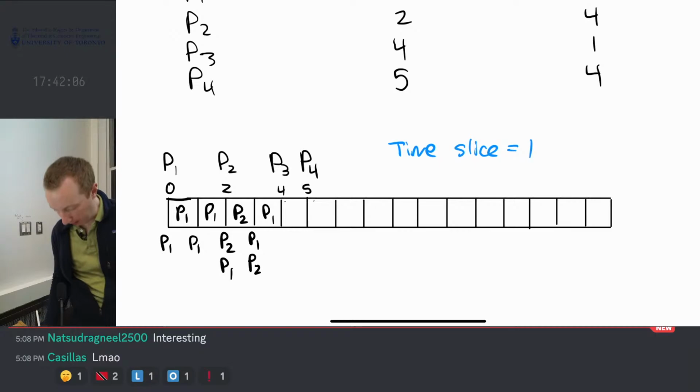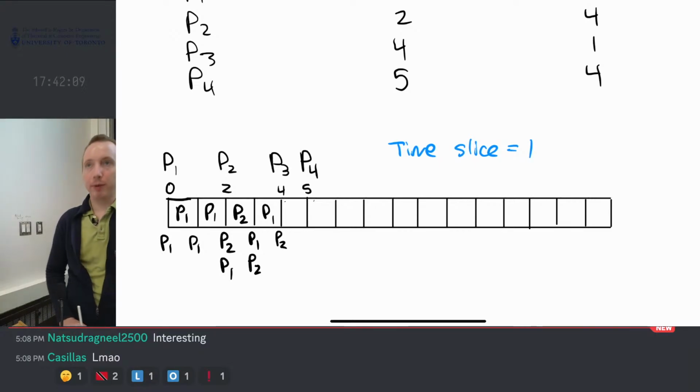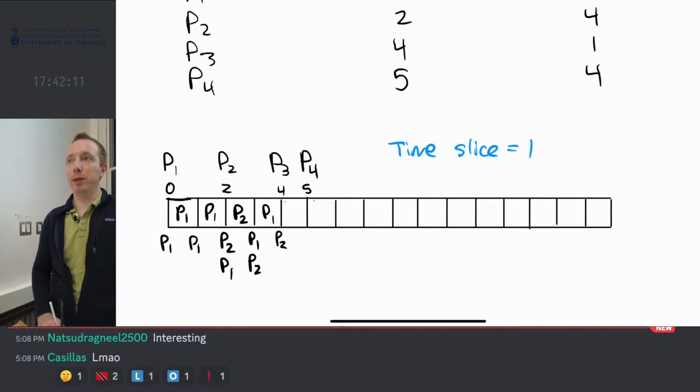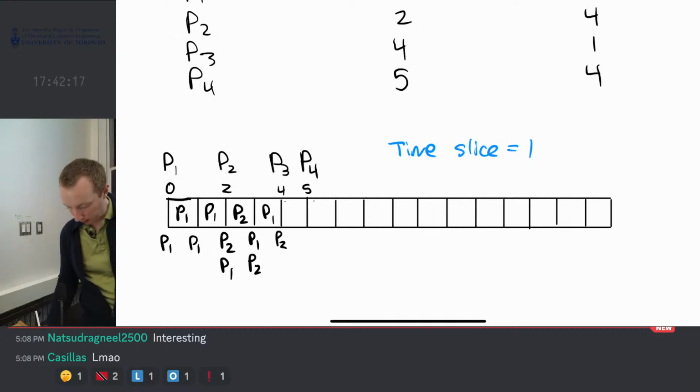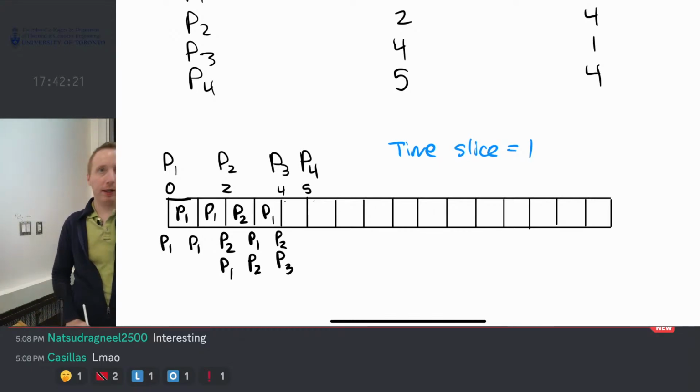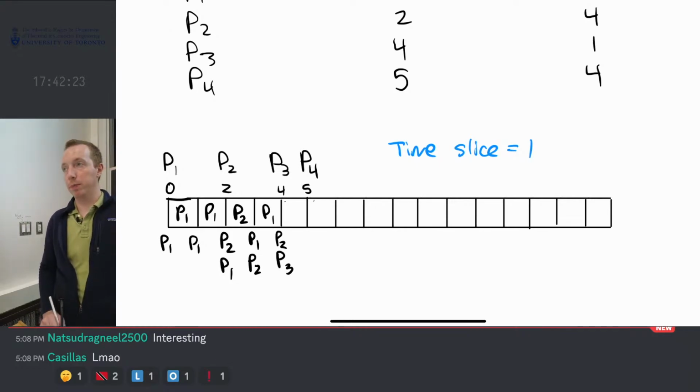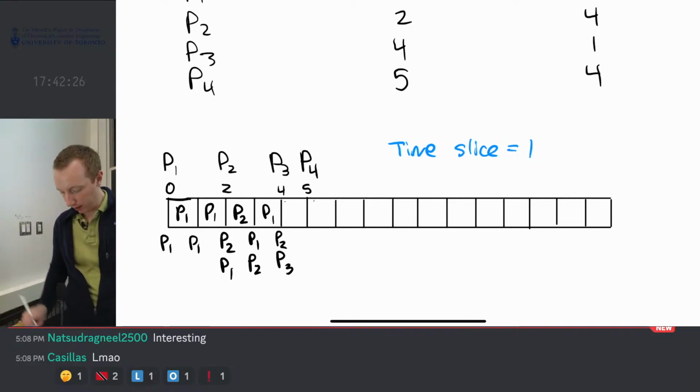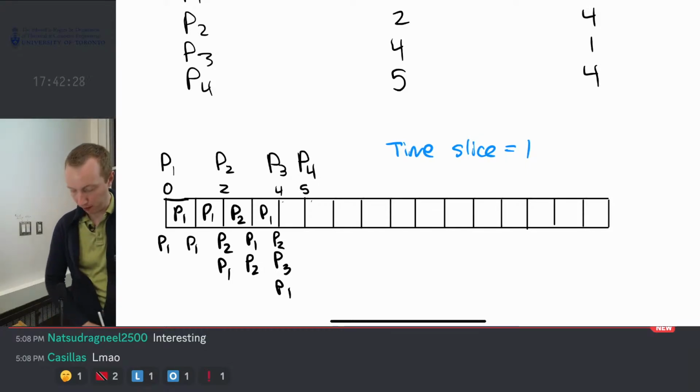Then the same thing is going to happen. P3 arrives. P3 doesn't get to butt ahead of P2 because P2 was already at the front of the queue when P3 arrived. After that, P3 would go because it's the newly arriving process, and then our requeue of process 1.